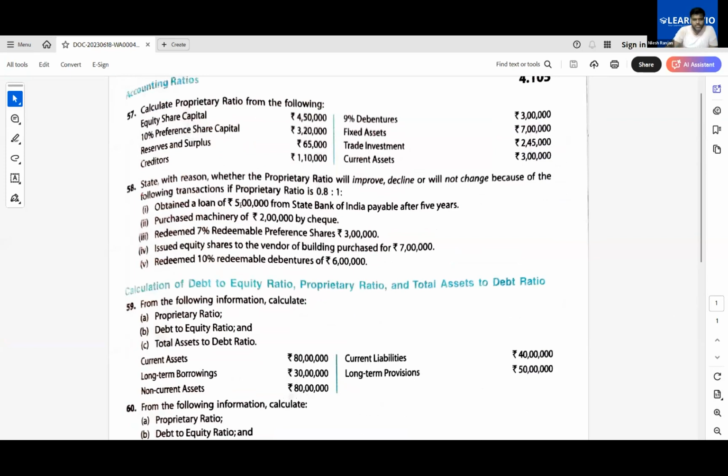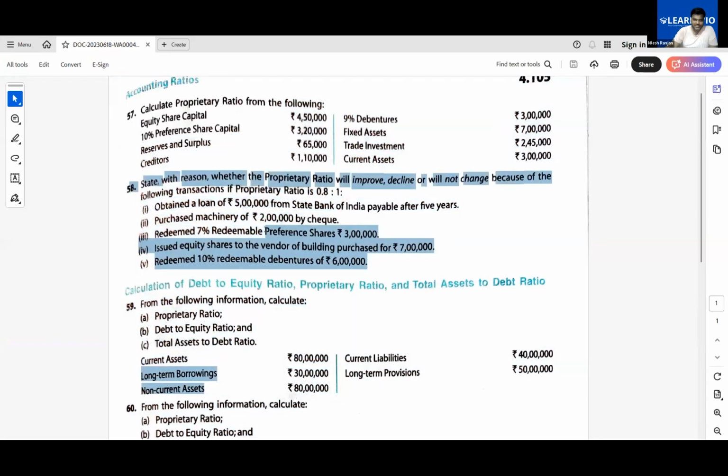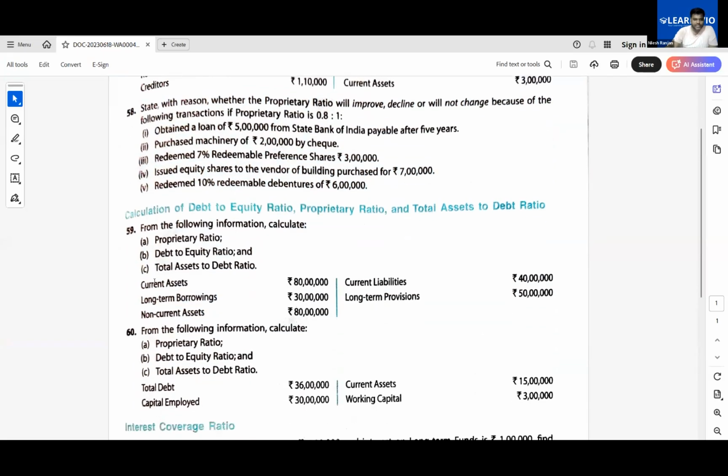This asks for proprietary ratio, stating with reason whether the proprietary ratio will improve. This type of question is very important. It is asked in current ratio, liquid ratio, and debt equity ratio also. Yes, here it is.